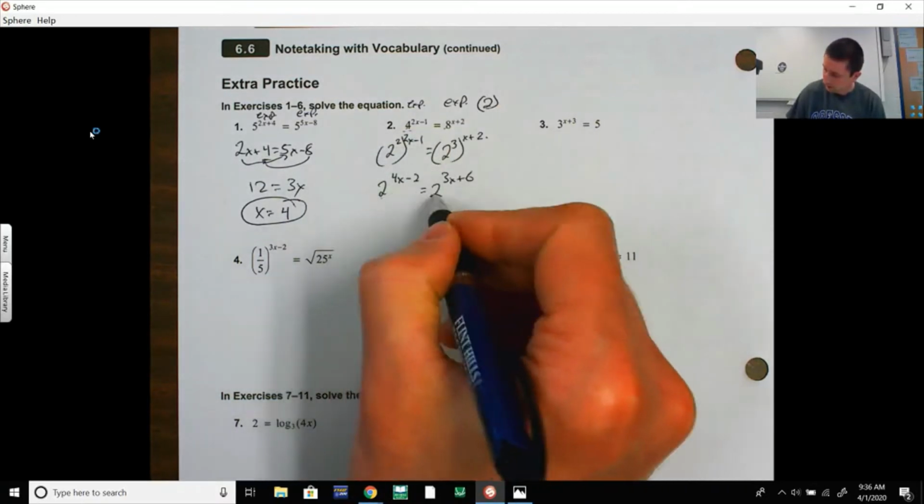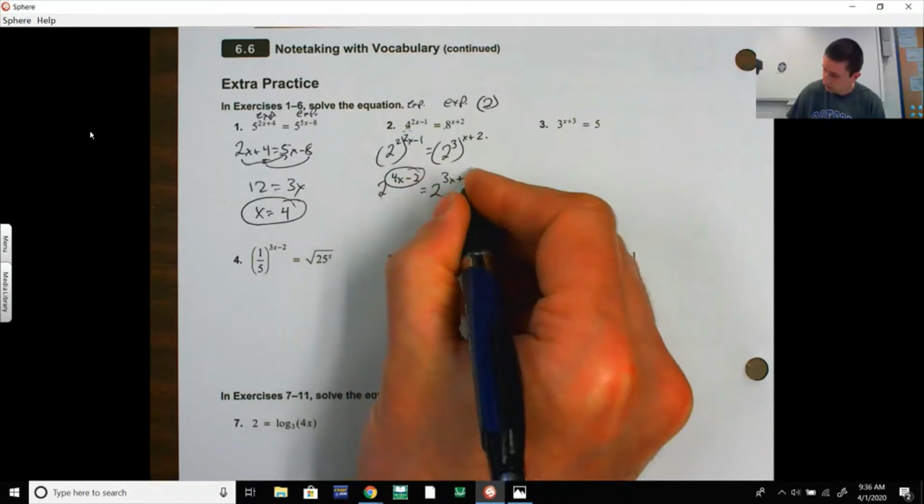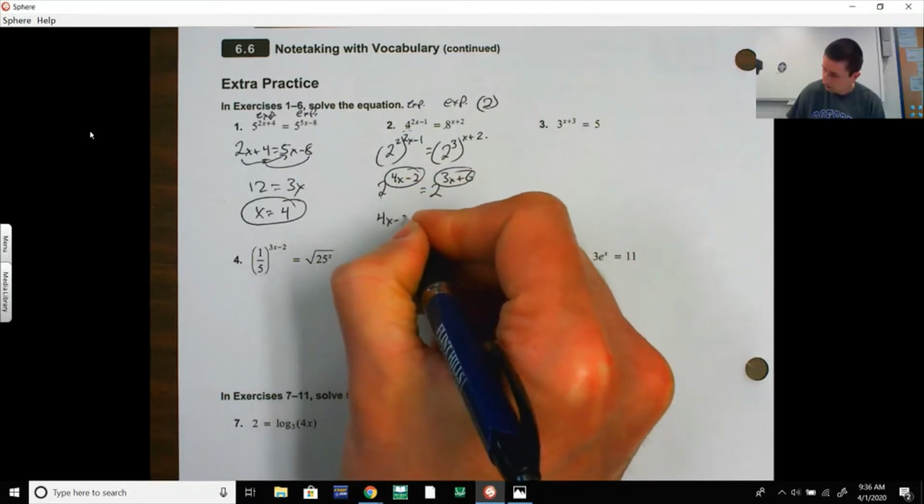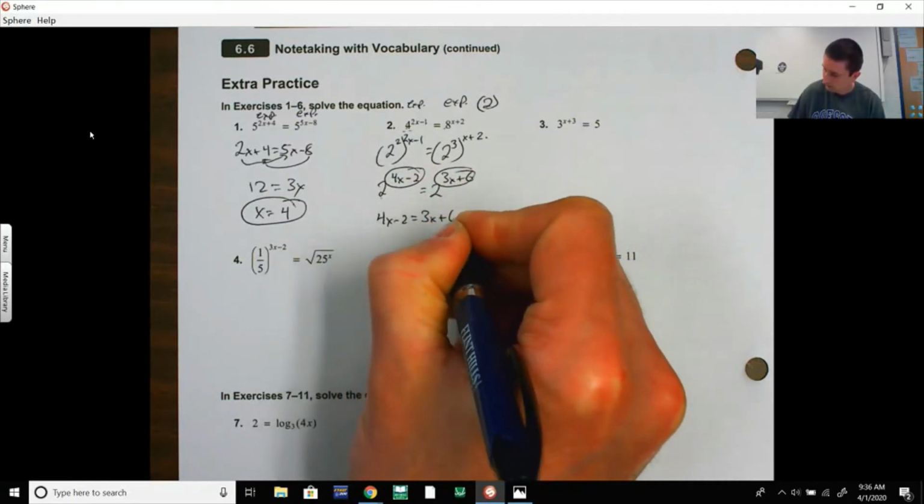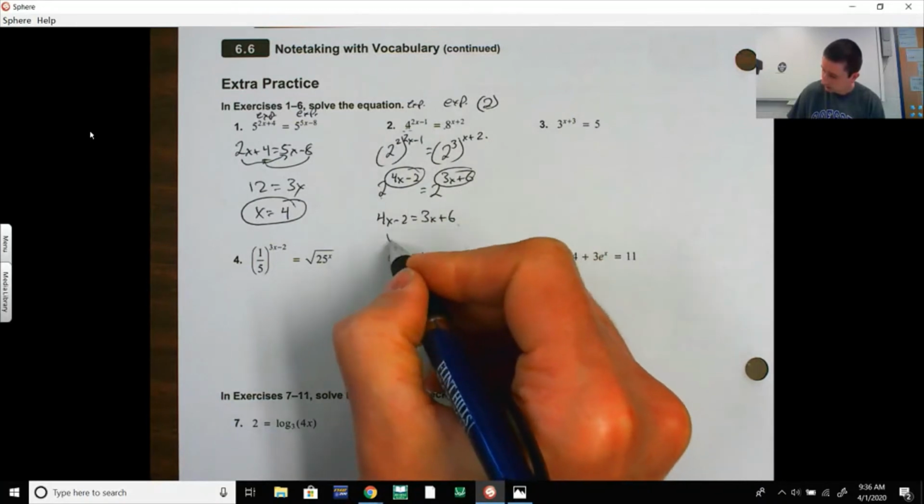Okay, so now you have the same base, so we set our exponents equal to each other. 4x minus 2 equals 3x plus 6. Solve it, x equals 8.